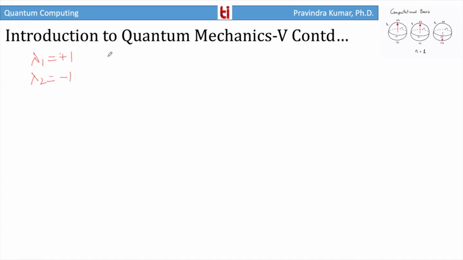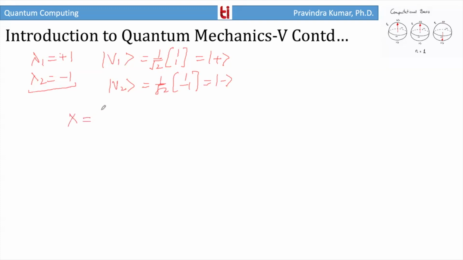And the eigenvectors are V1, which is 1 by under root 2 (1, 1), or you can say ket plus. And eigenvector V2, corresponding to eigenvalue minus 1, is 1 by under root 2 (1, minus 1), or you can say ket minus. Now the spectral decomposition of Pauli matrix X is basically the summation of eigenvalues multiplied by the projector, or outer product, of eigenvector V1.